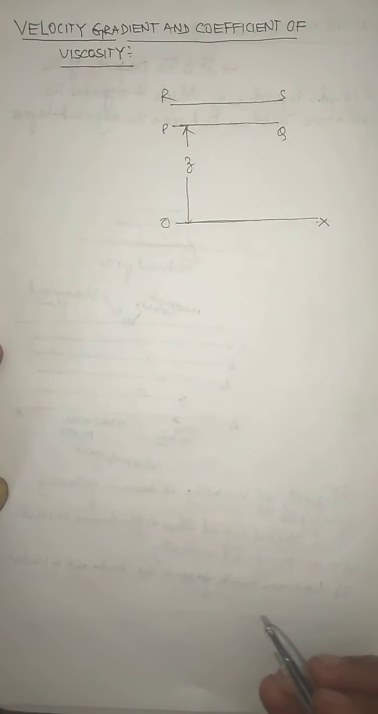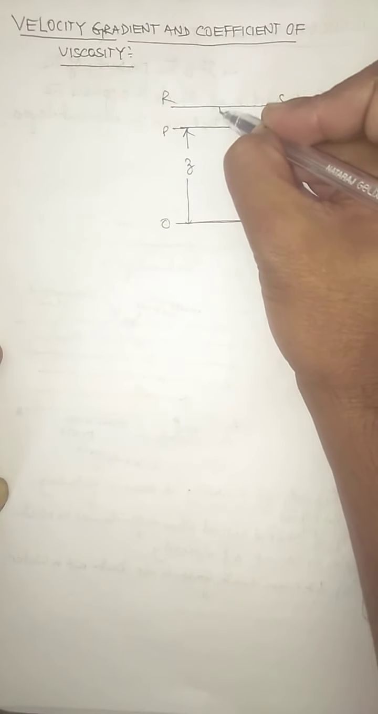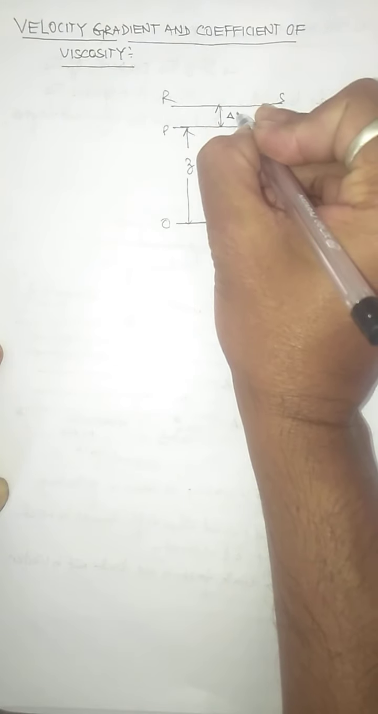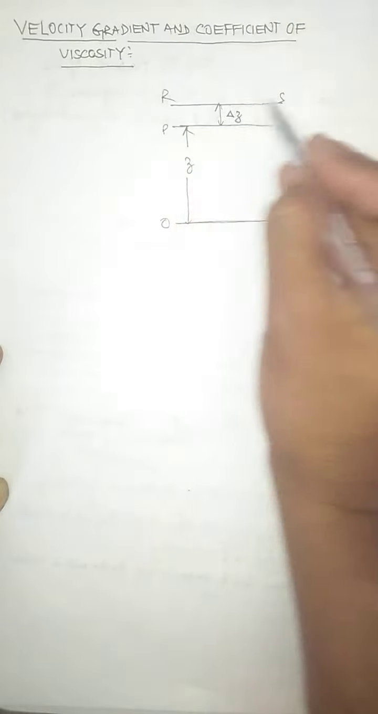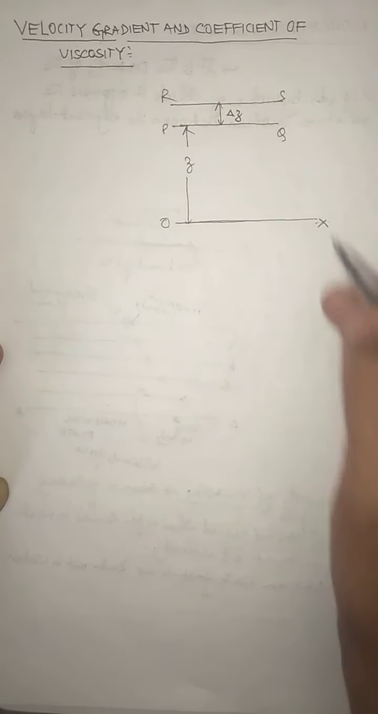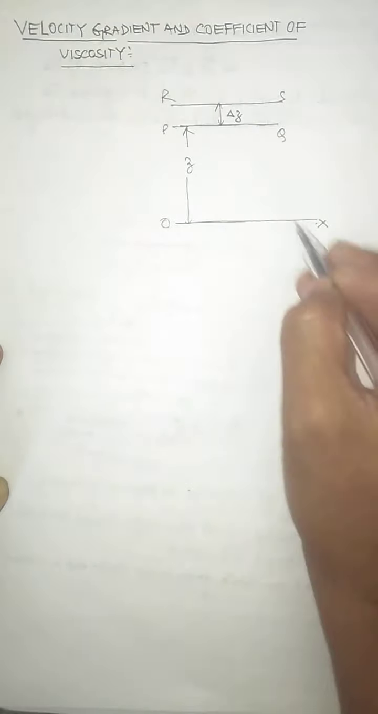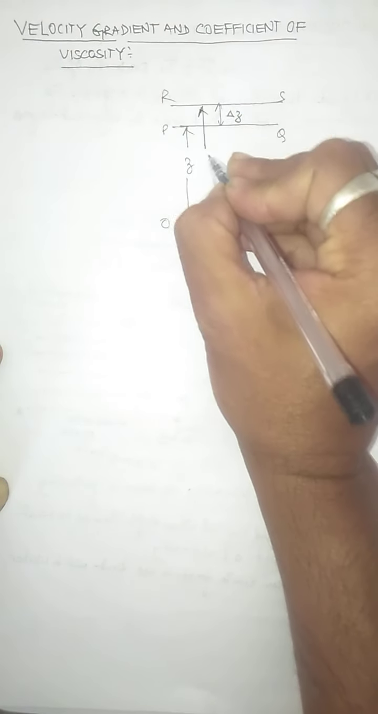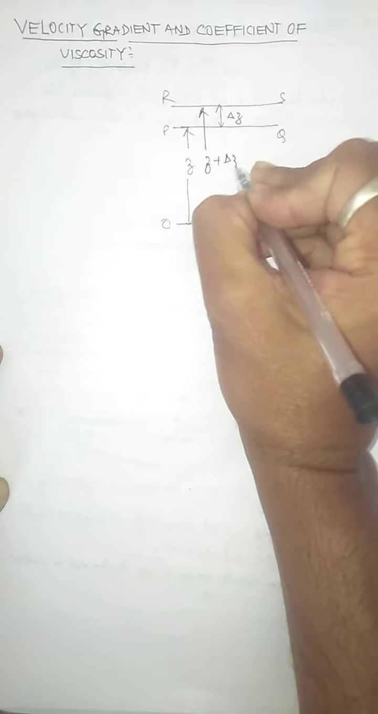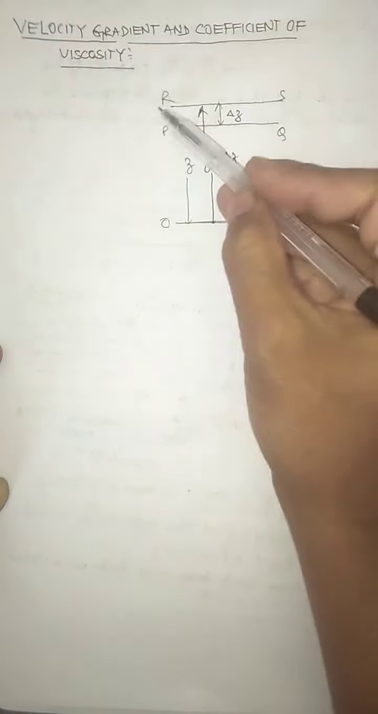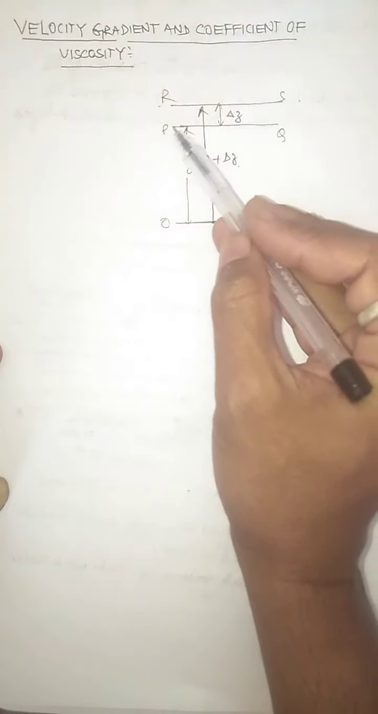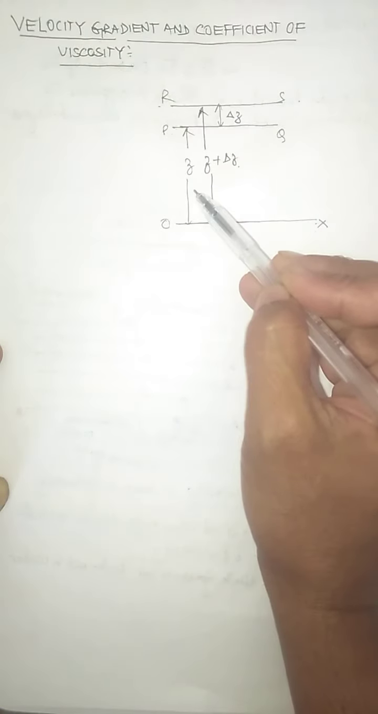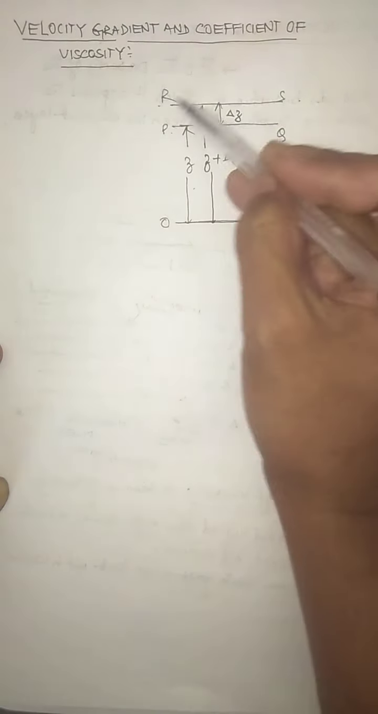Now definitely there is a gap between these two layers, and that distance is very small, and I consider it as delta Z. If the distance between the two adjacent layers is delta Z, then the distance of layer RS from OX is Z plus delta Z. So the distance from RS to OX is Z plus delta Z, whereas the distance from PQ to OX is Z. The distance between the two layers PQ and RS is delta Z.